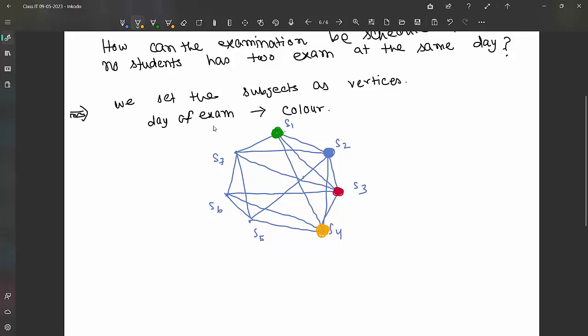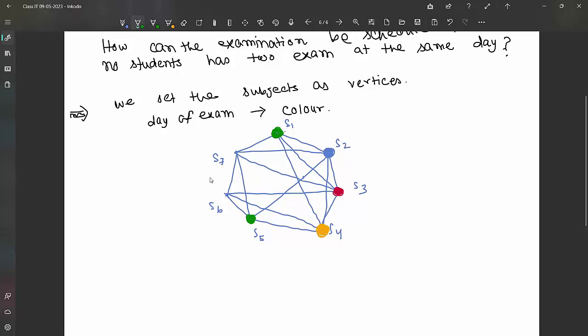Now, what is the case of S5? S5 is connected with S4. You can't give it yellow. S5 is connected with S2. You can't give it blue. But you can give it green or red, right? Green or red, you can do that. So just put it green here. So S5 can be colored with green.